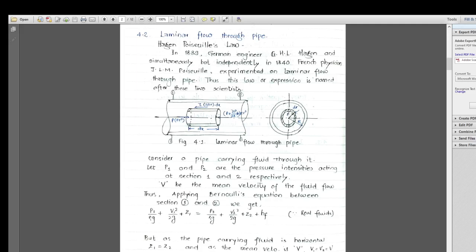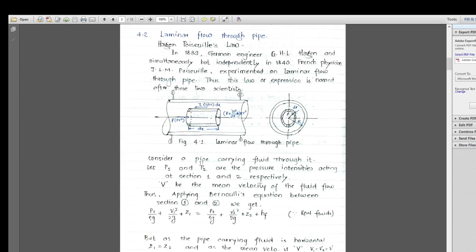Hello everyone. In today's lecture, we will learn about laminar flow through a pipe. Now we can see in Figure 4.1 a laminar flow through a pipe. A pipe is there, and there are two sections, 1 and 2.